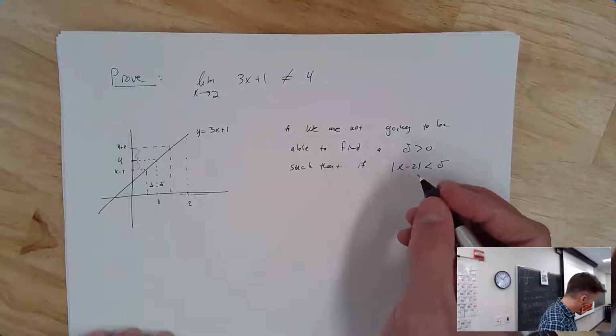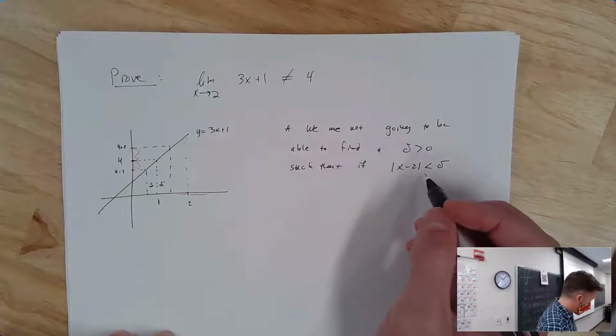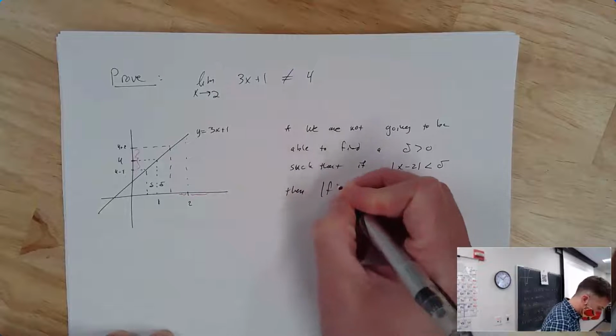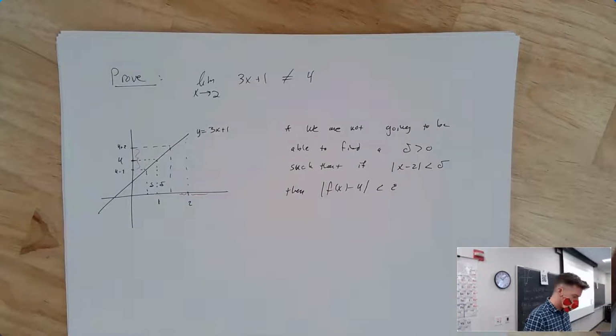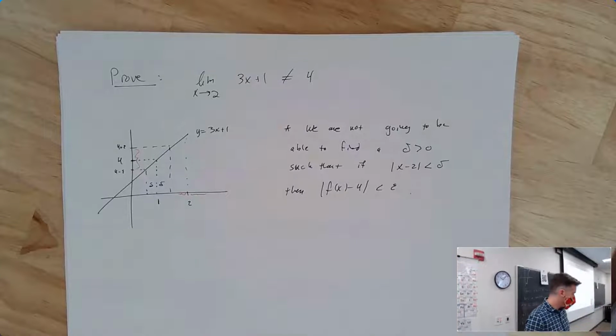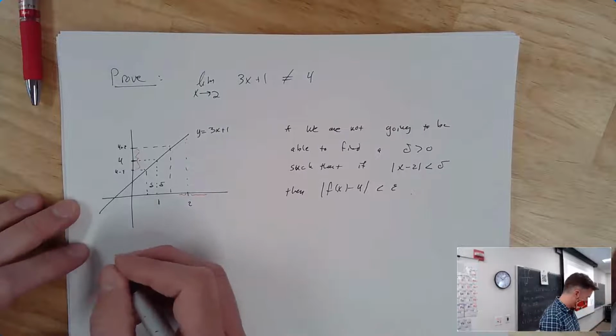So let me just finish this off here. We won't be able to find delta greater than 0 such that if that's true, then the absolute value of f of x minus 4 is less than epsilon. Right, we're not going to be able to do that. So here's how I would proceed if I was trying to prove, or disprove, this thing. I would go about it like a normal proof.